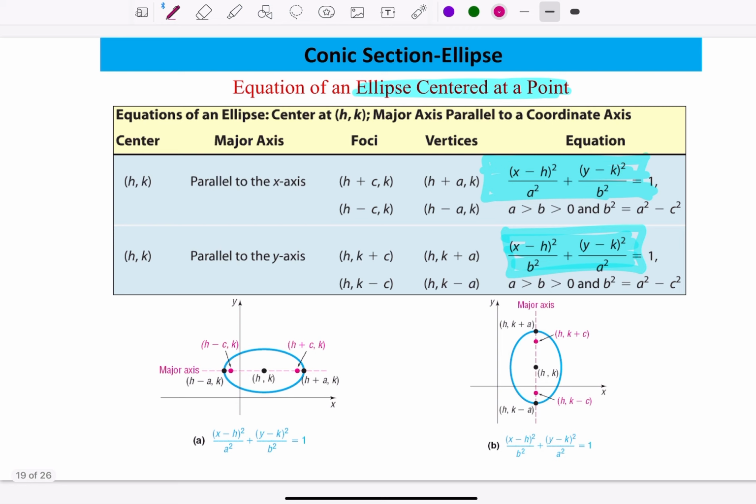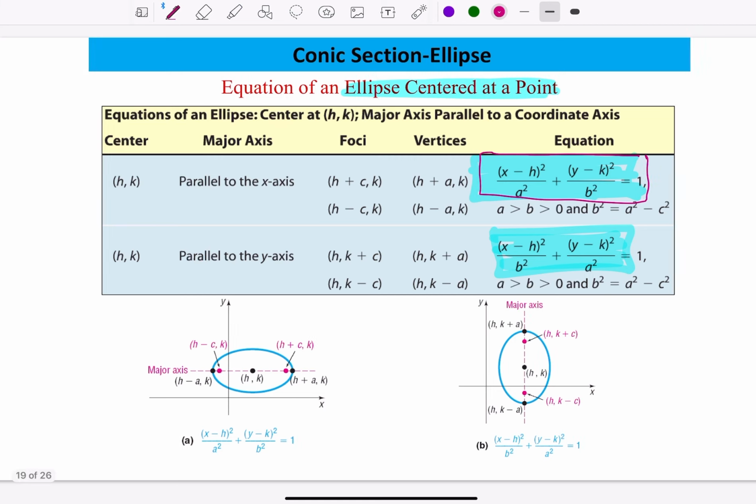We could have our ellipse shifted where the center is not the origin. The center can be h, k, and we can just shift the center, vertices and co-vertices just like we translated the graphs. Let's see some examples.